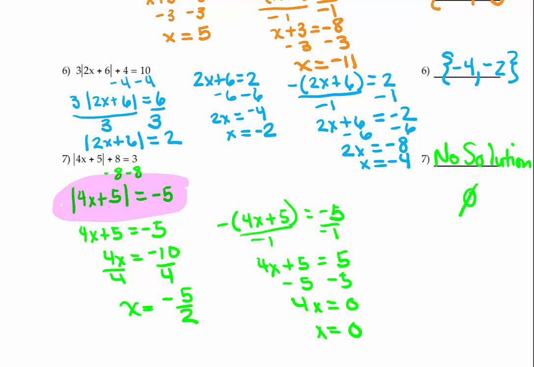Also, going back to the original right up here, I can't have something positive plus 8 that's going to equal 3. So the original statement can never be true.